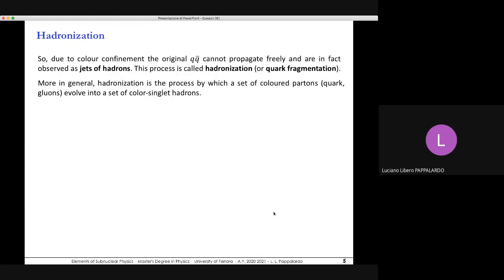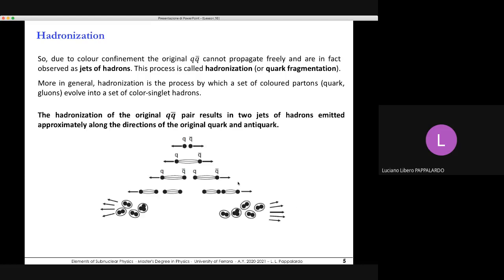More in general, hadronization is a process by which a set of colored partons, either quarks and, as we will see, also gluons, evolve into a set of color singlet hadrons. Okay. And as I was mentioning before, the two jets are emitted back to back. Okay. Otherwise, momentum would not be conserved. So essentially, in the same direction as the center of mass of the original quark-antiquark pair.